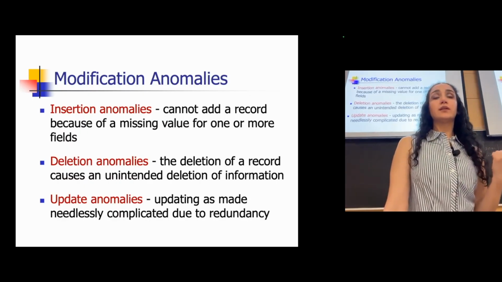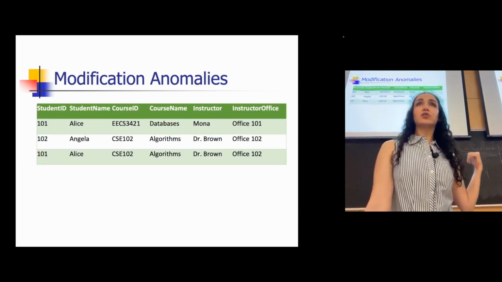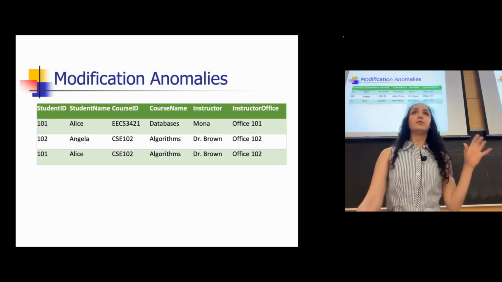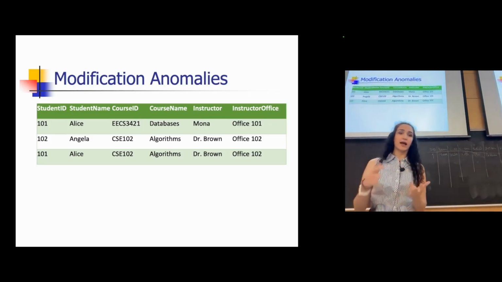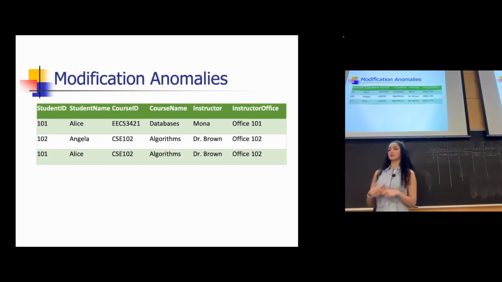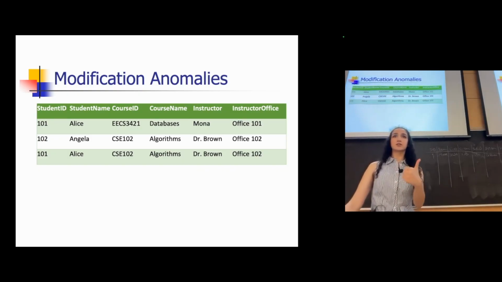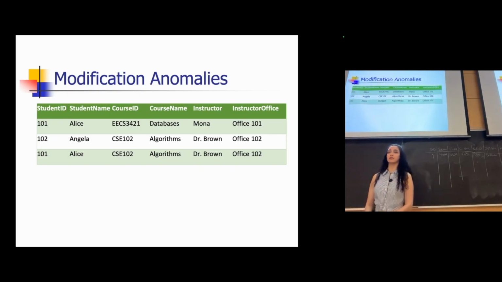So let's see with an example what they mean. For example, here is similar to the table I created, right? We put everything in one table. We have student ID, student name, course ID, instructor, and so on. So can you give me an example of an anomaly, like insert, update, or delete, or anything here?